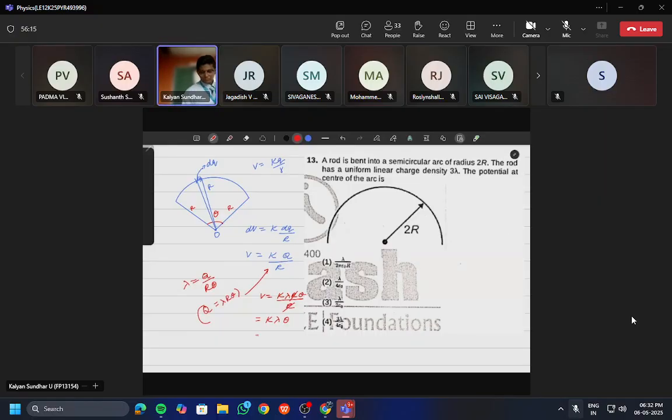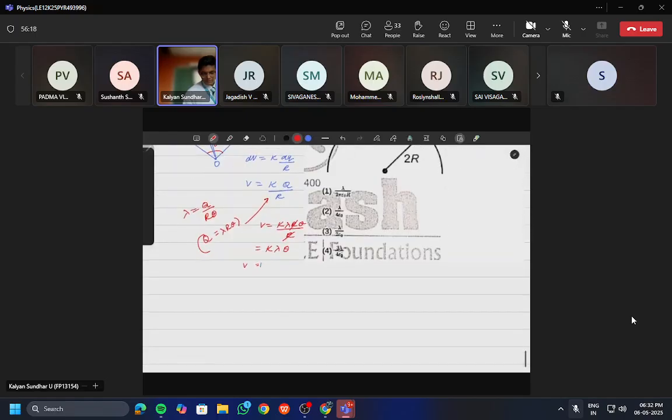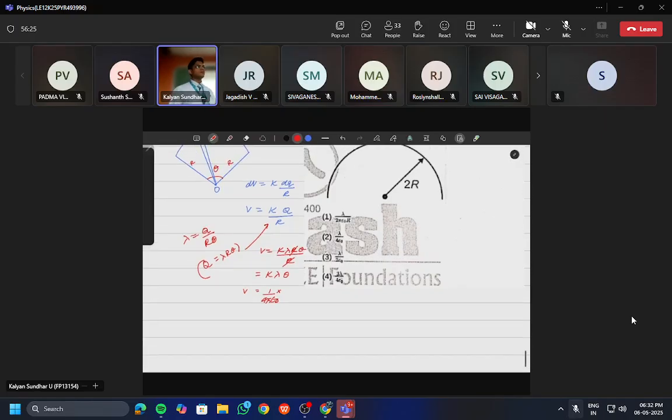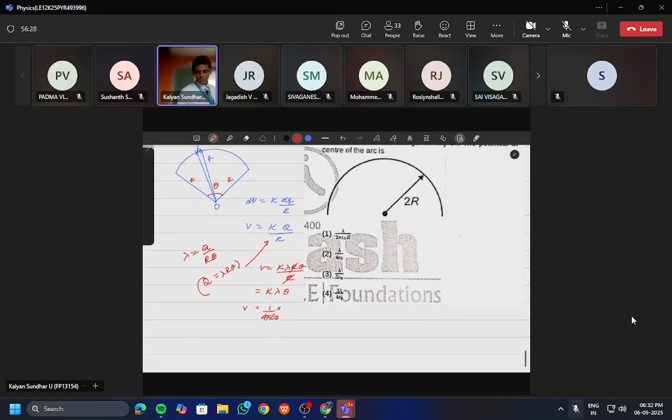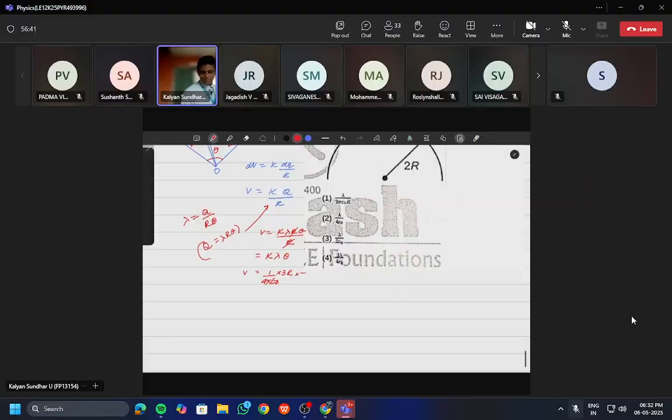Correct? Now V will be equal to k, and what is the value of k? 1 by 4 pi epsilon naught. Correct? Into lambda, how much is given here? 3 times the lambda. Correct? So this will be 3 lambda into theta, how much? The angle is a semicircle, and for a semicircle the radian value will be pi. The theta has to be in terms of radian, right? So this will be pi. Pi cancels and it will get us, sorry, 3 lambda by 4 epsilon naught. Option 4 will be the right answer.